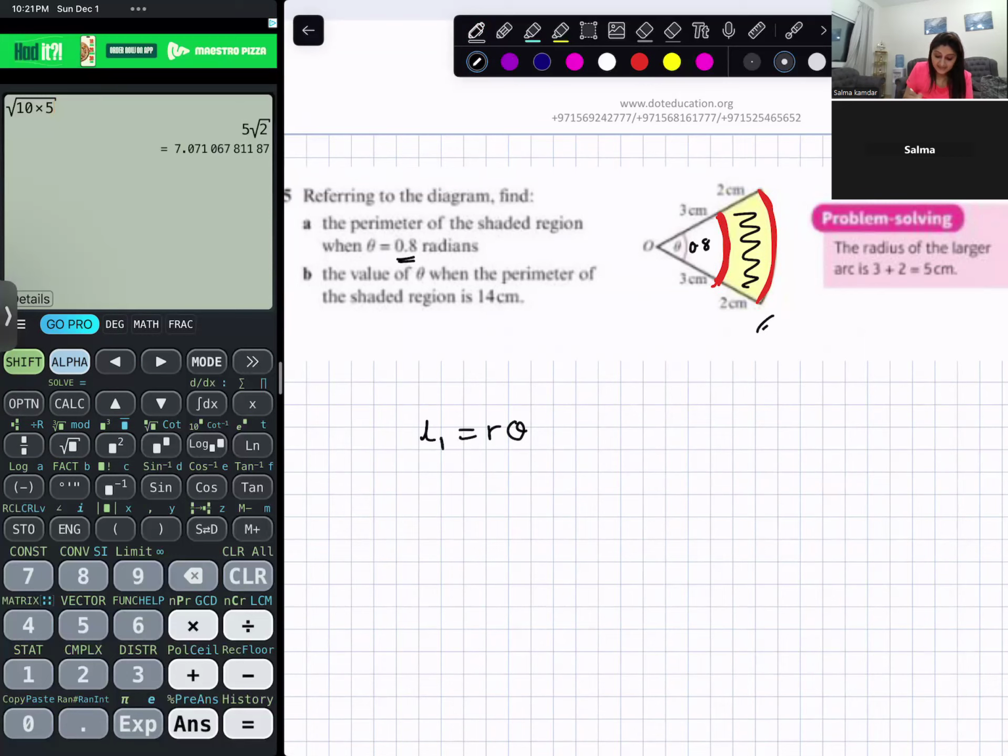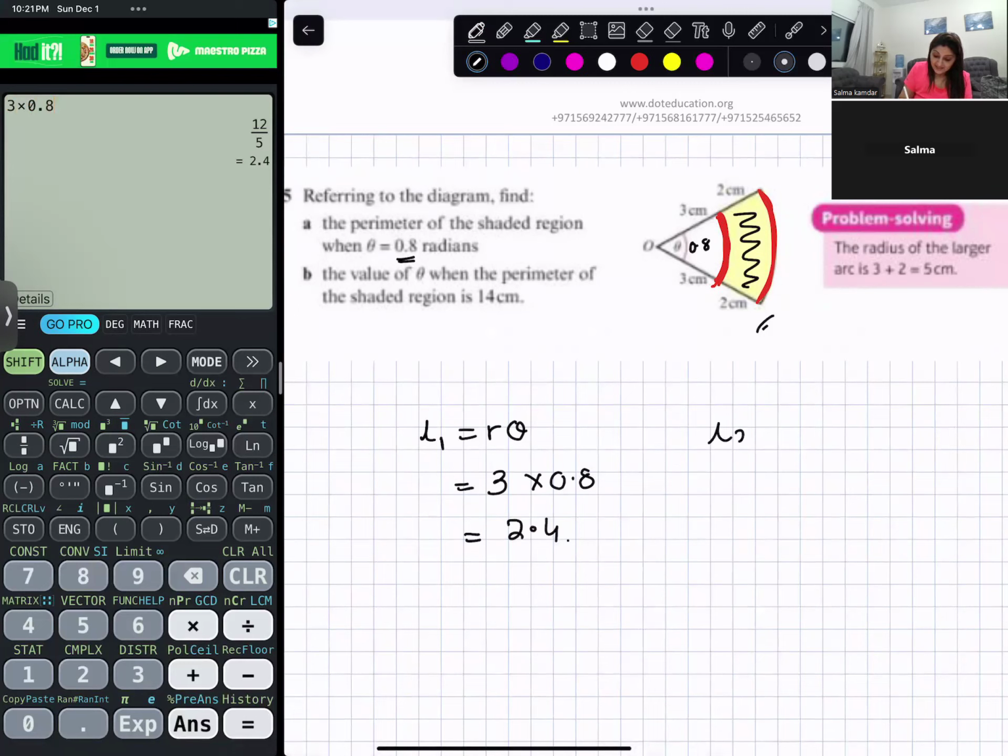Okay, I will name this as length of the arc 1. So the radius would be 3 centimeter and theta is 0.8. So the length of the first part would be 3 into 0.8. This is 2.4.